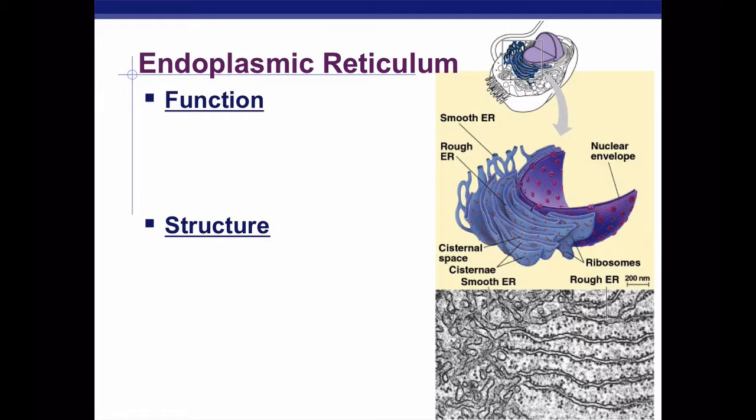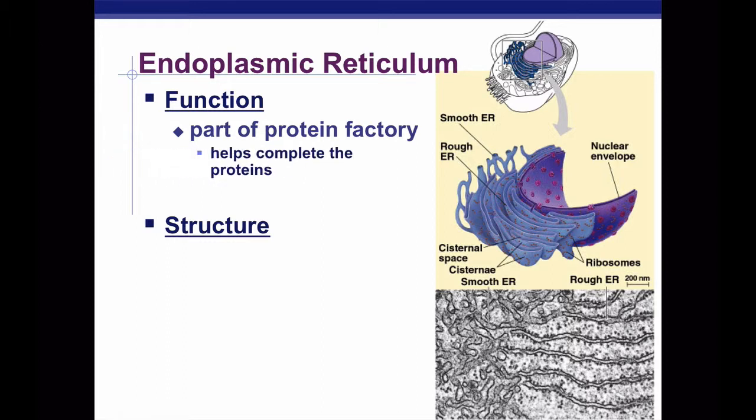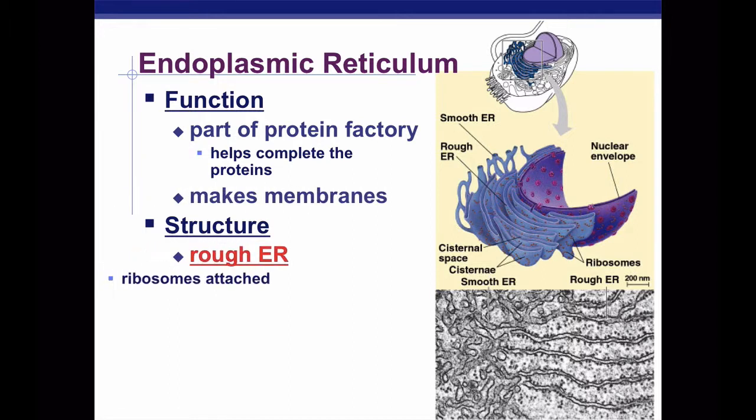So let's talk about the endoplasmic reticulum. The function of the endoplasmic reticulum, it's part of the protein factory, but it doesn't make proteins. It just helps to complete the process. It also makes membranes. Now, there are two types of endoplasmic reticulum. There's the rough, which has ribosomes attached to it, and it works on proteins. It's also kind of like this highway of the cell.